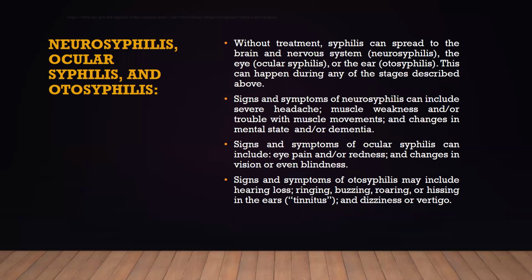This can happen during any of the stages described above. Signs and symptoms of neurosyphilis can include severe headache, muscle weakness, and or trouble with muscle movement and changes in mental state or dementia. Signs and symptoms of ocular syphilis can include eye pain or redness and changes in vision or even blindness. Signs and symptoms of otosyphilis may include hearing loss, ringing, buzzing, roaring, or hissing in the ears, tinnitus, and dizziness or vertigo.